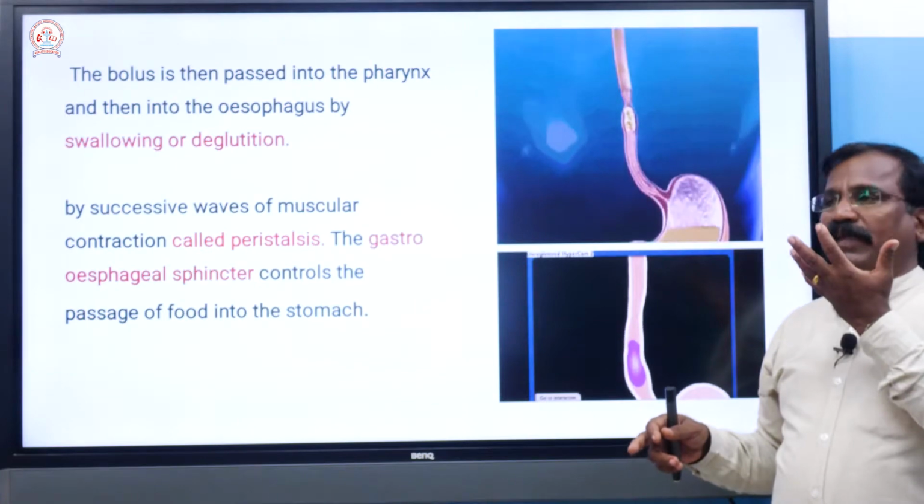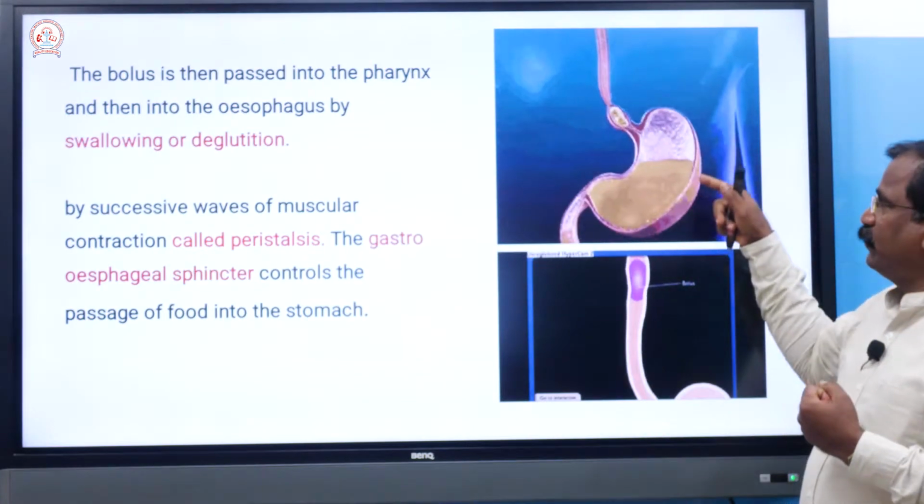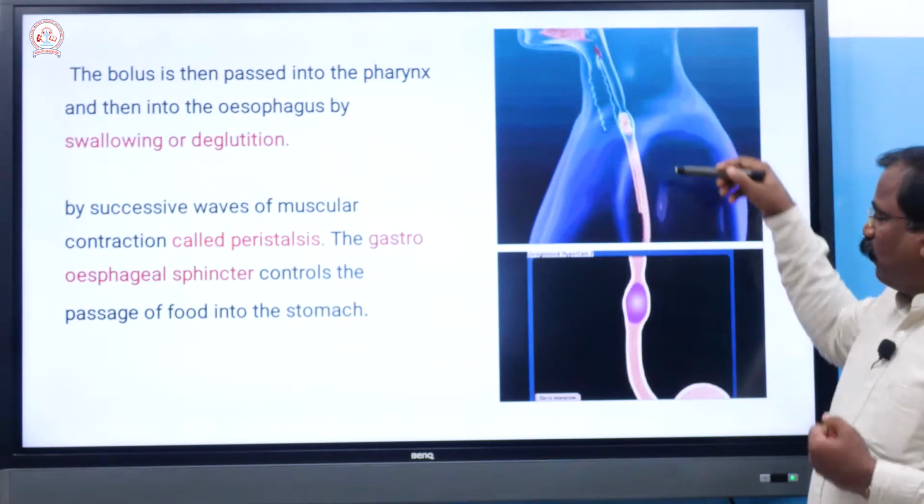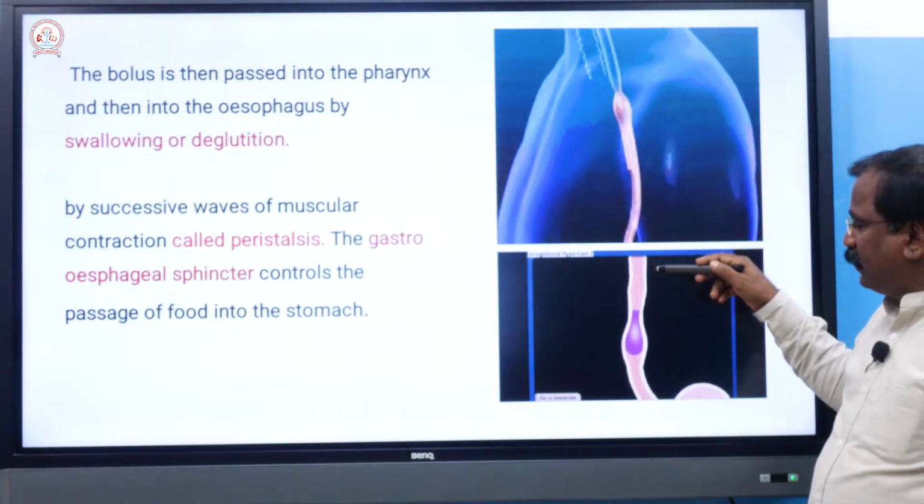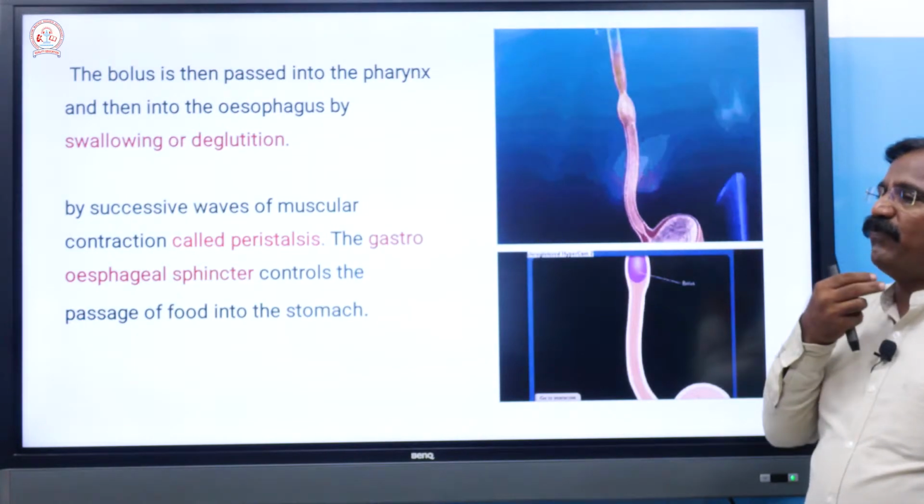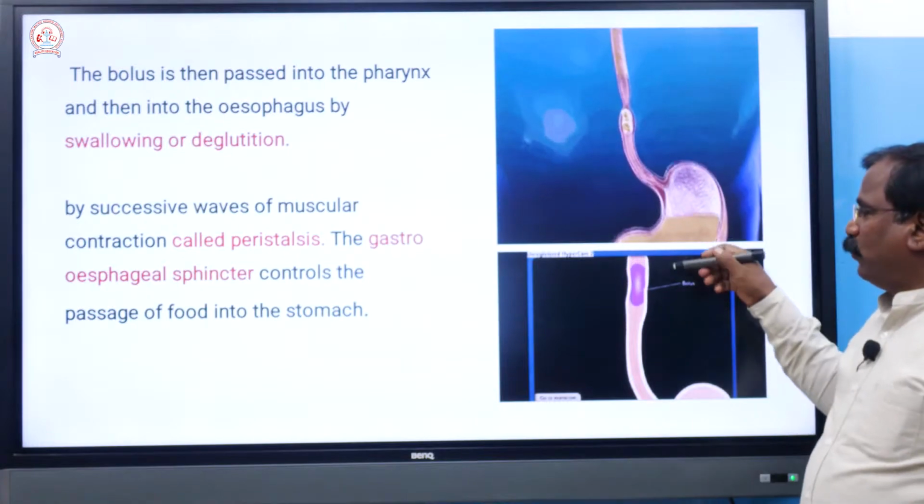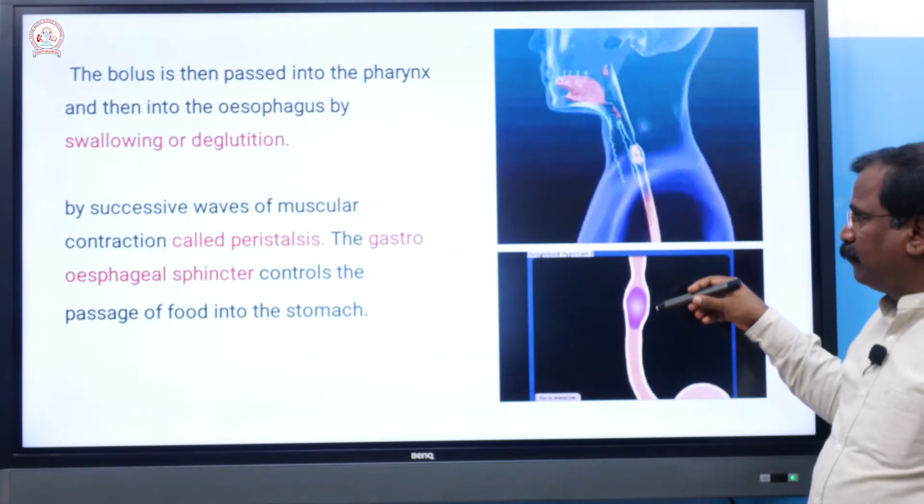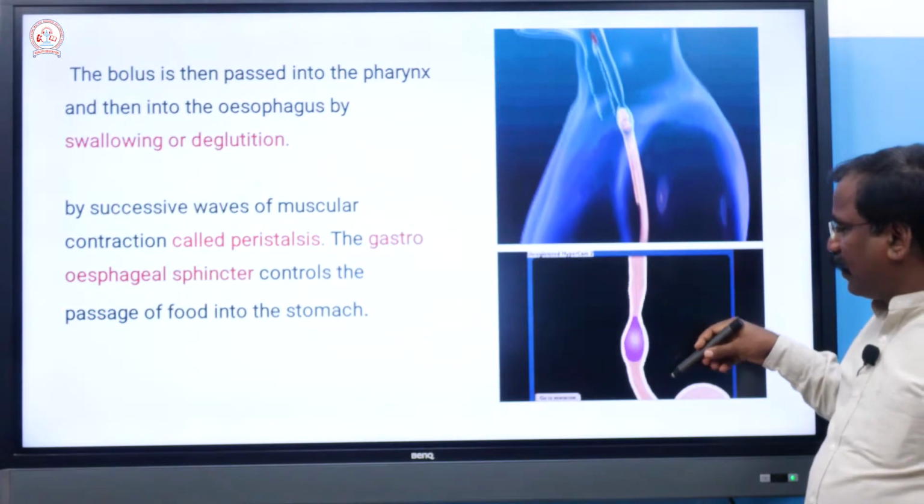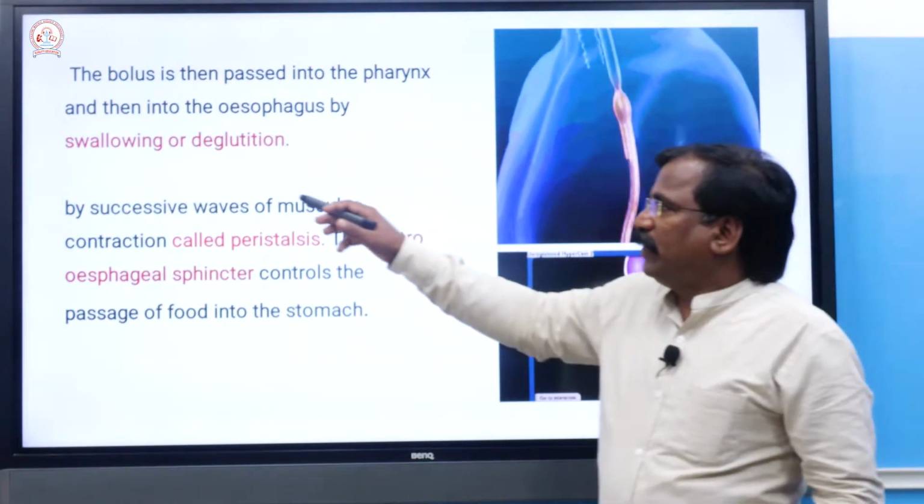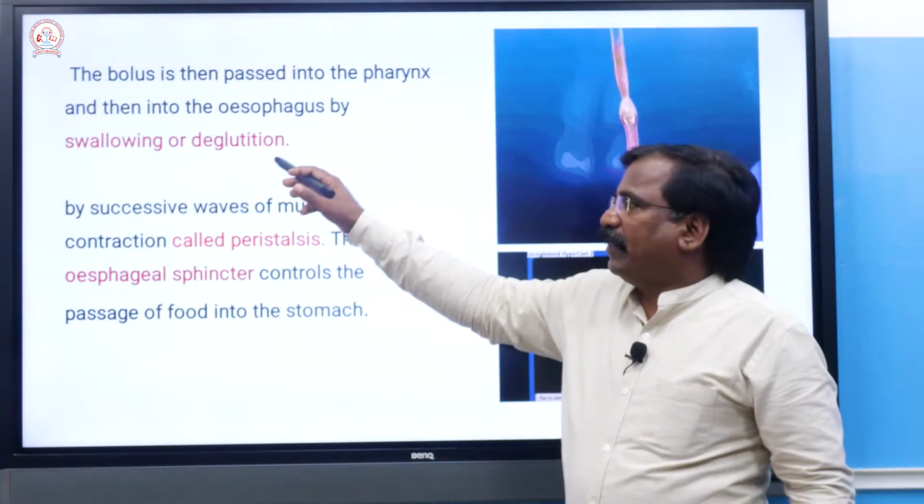Next stage, swallowing. When swallowing, the food goes to the pharynx and through the esophagus reaches the stomach. Swallowing is called deglutition.